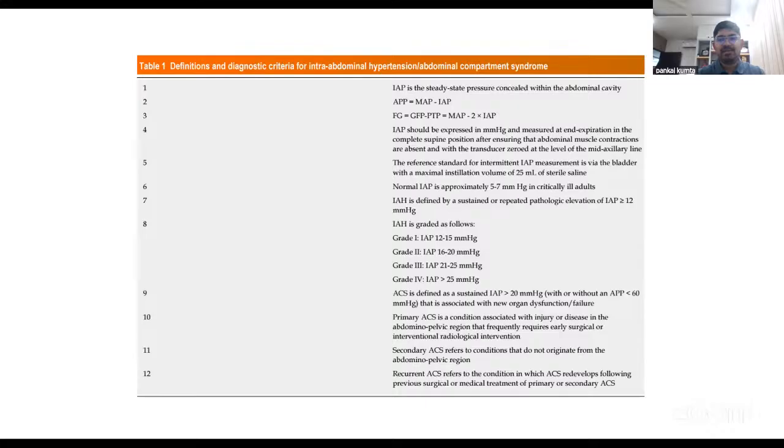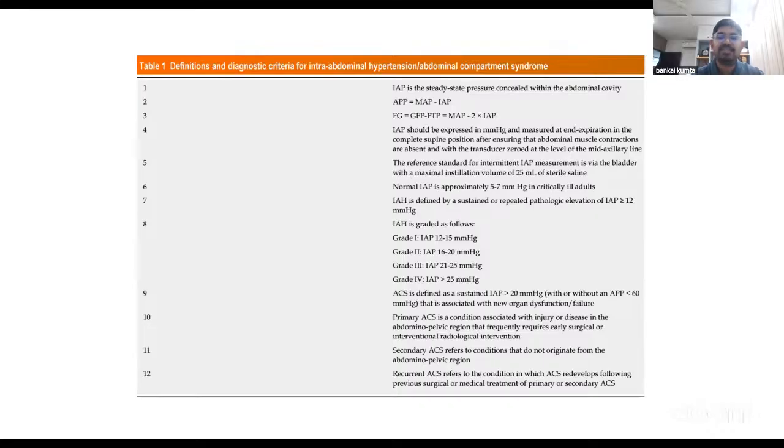Intra-abdominal hypertension may be caused by either sustained or repeated pathological elevations, anything more than 12. So IAP more than 12 to 15 is grade 1, 16 to 20 is grade 2, grade 3 is 21 to 25, and grade 4 is more than 25. So ACS is, as we said, anything beyond grade 2 or grade 3, with IAP more than 20 or an abdominal perfusion pressure less than 60, with new organ dysfunction or failure.